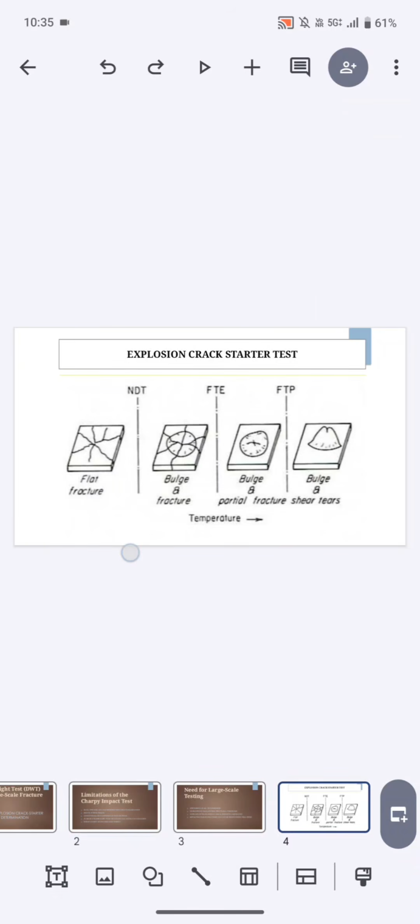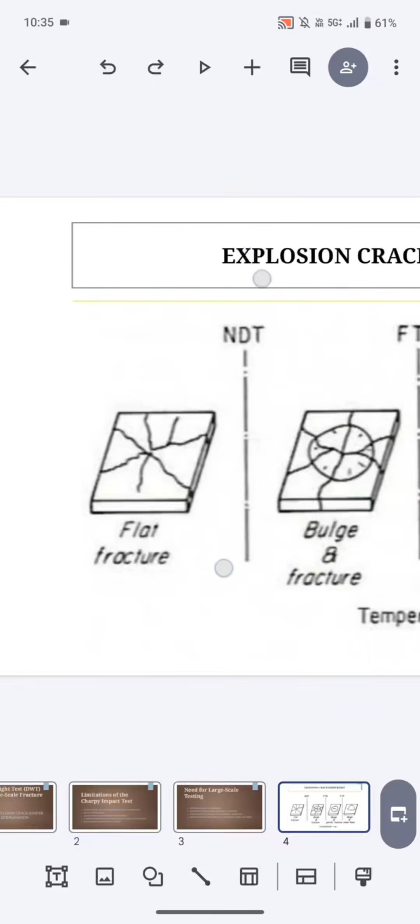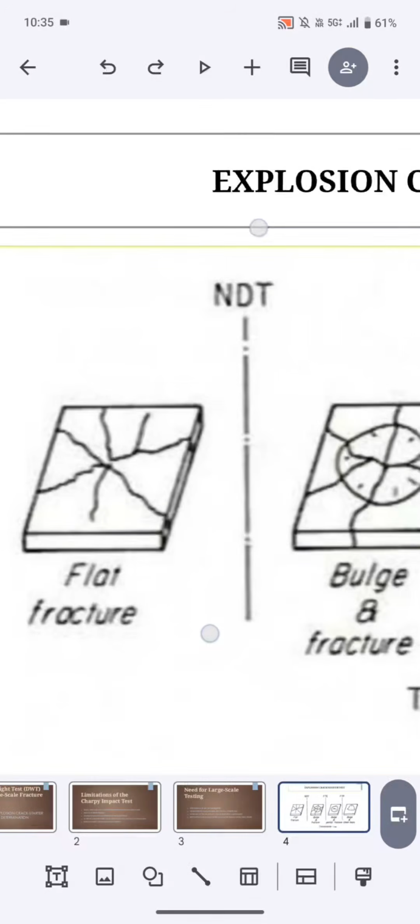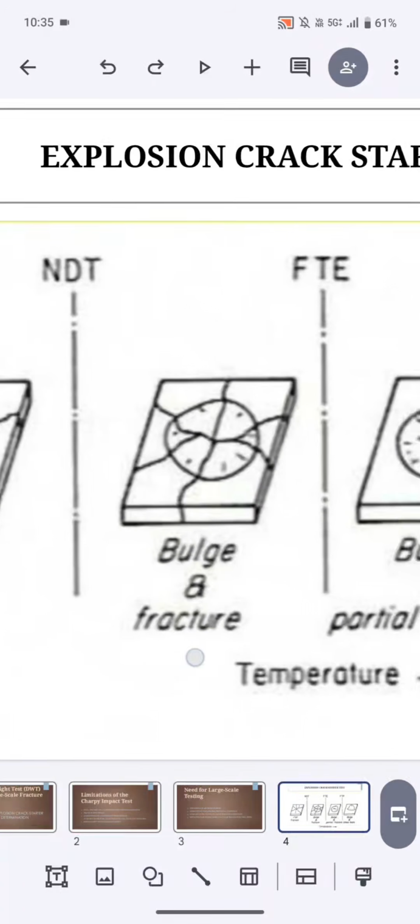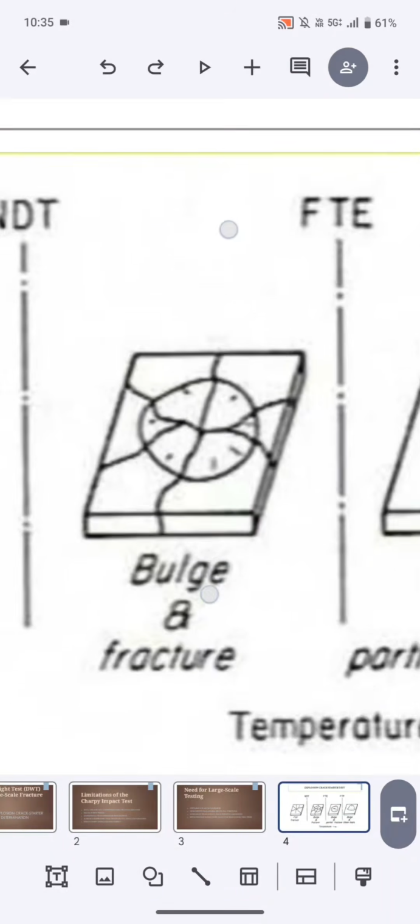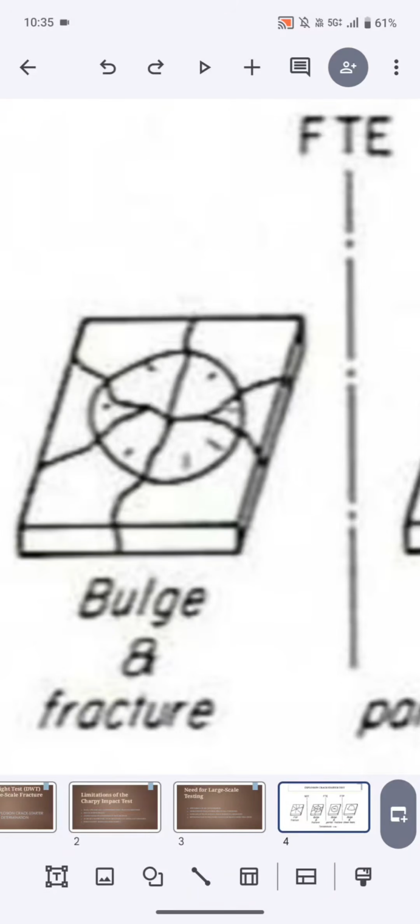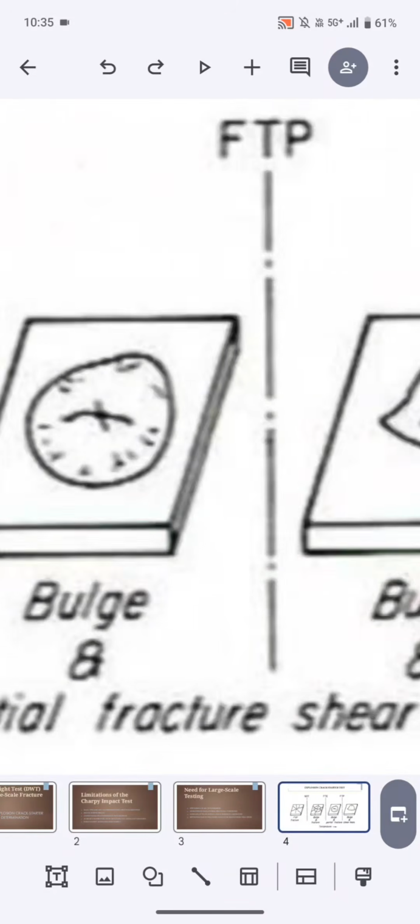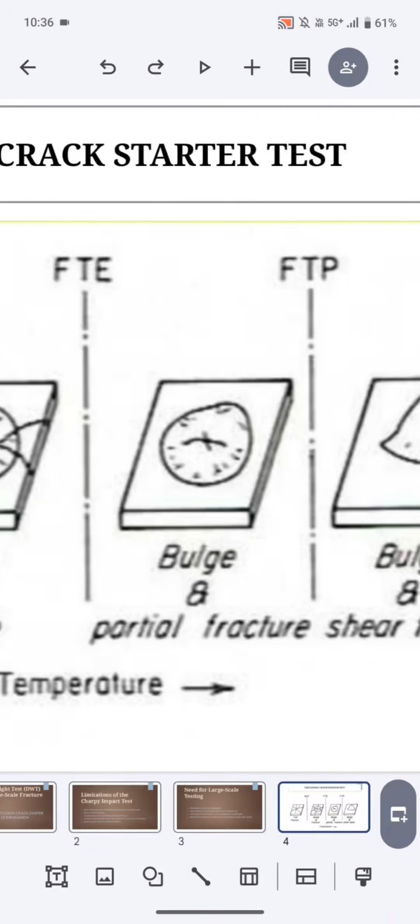Now we see the first diagram, flat fracture. In this, the cracks or fractures are not dependent. It is an NDT structure. Next, the bulge or fractures. In this, a small circle is placed inside the structure, and a fracture is fully loaded in the side of the part. Next, the bulge is partially fractured.